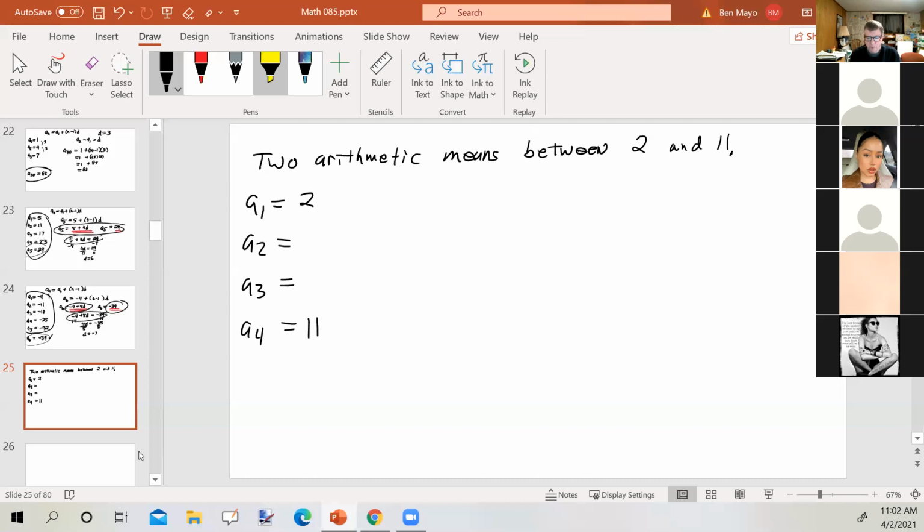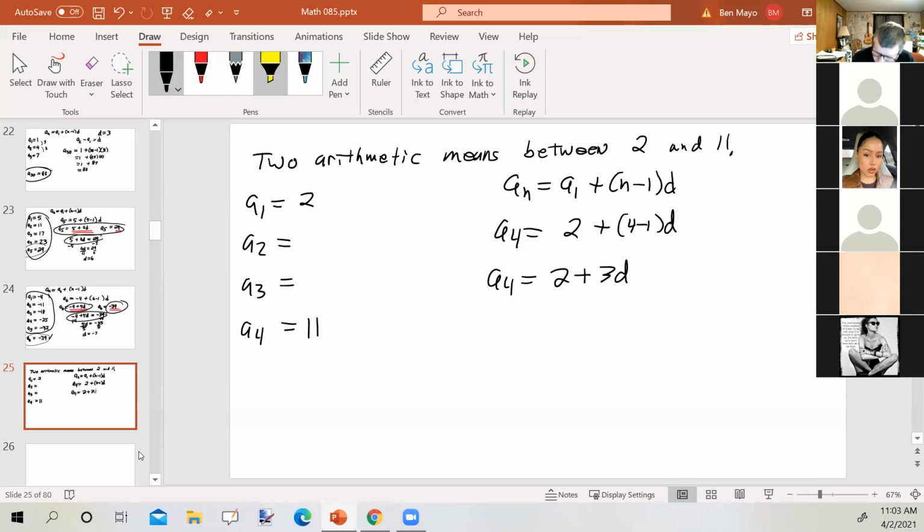At this point, this problem is just like the last 2. I need to find the common difference. So using the formula a sub n equals a sub 1 plus the quantity n minus 1 times d, a sub 4 equals a sub 1 plus 4 minus 1 times d. a sub 4 equals 2 plus 3d. But also a sub 4 equals 11. Therefore, 2 plus 3d equals 11. I'll pause there for you to get caught up.